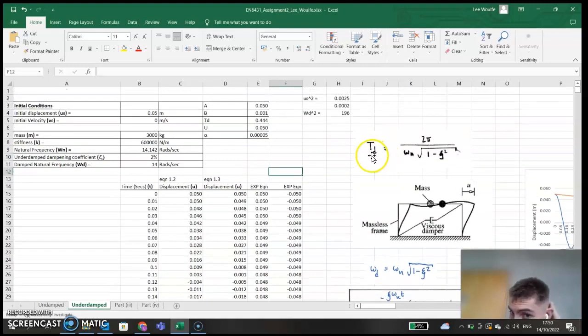This is the damping period, and that was calculated by 2 pi over omega n times the square root of 1 minus zeta squared.